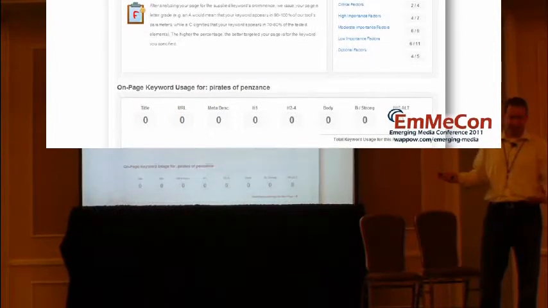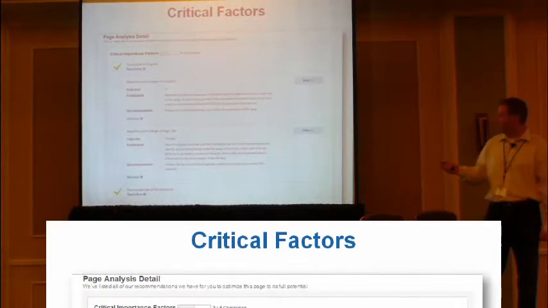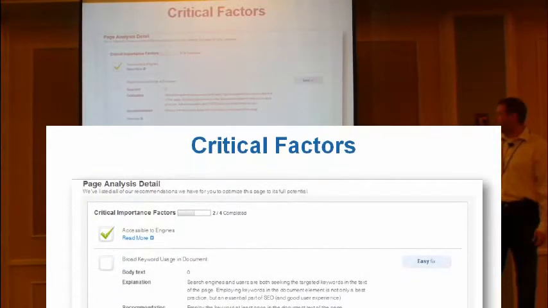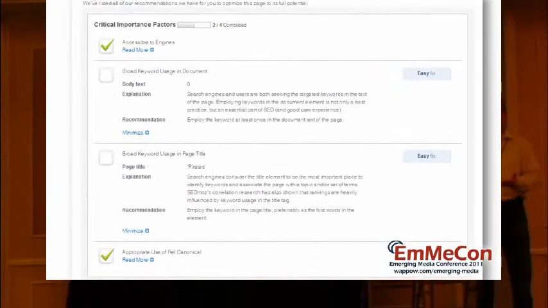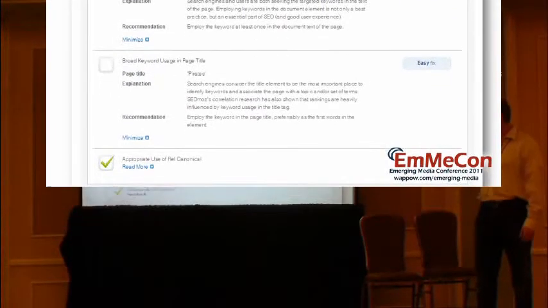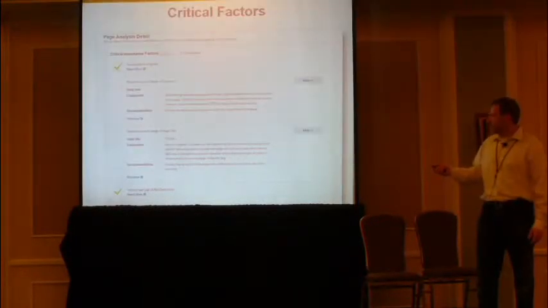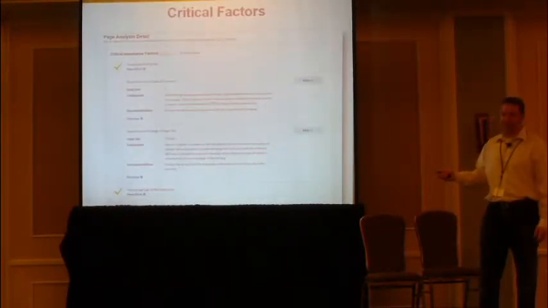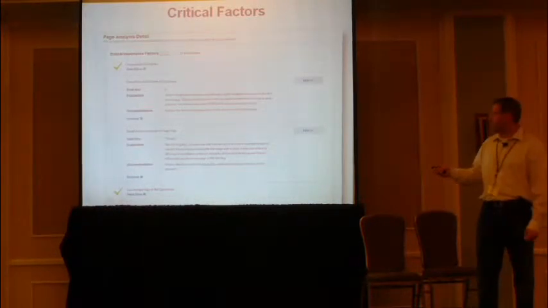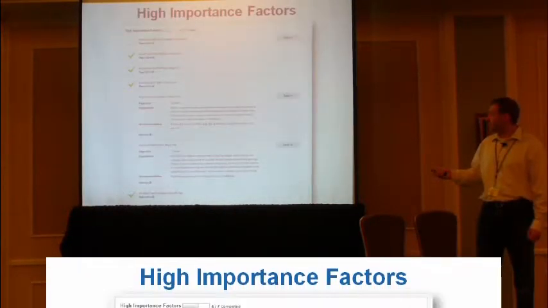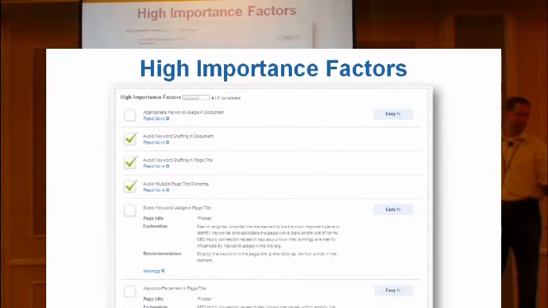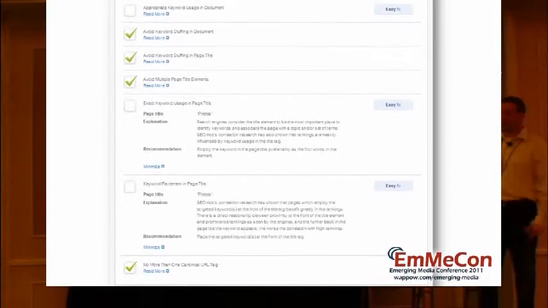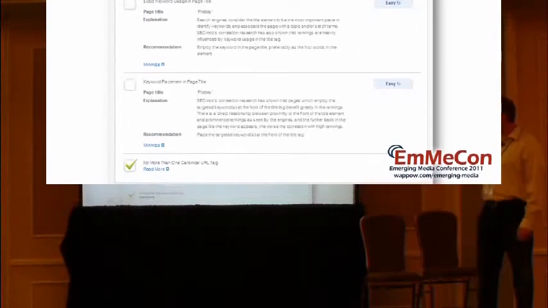And what we'll offer you is a way to dig in further. If you scroll down you find out what are the critical factors that you're missing. What are the things that you could do better, like include broad keyword matching in the document. So you want to use the words Pirates and Penzance in your document itself. Broad keyword usage. And for anything on this page, we'll give you an explanation and a recommendation based on computer models. Also go into high importance factors, and we'll break them down into what things you should focus on first, and also generally how hard or easy it is to fix these things.